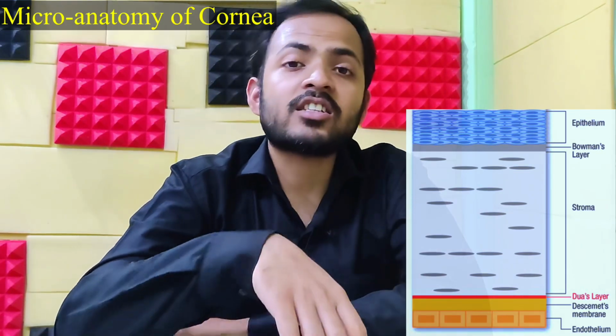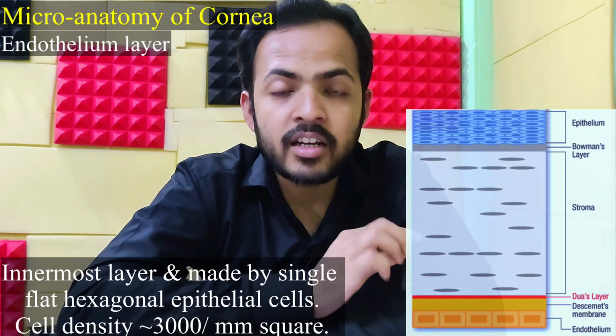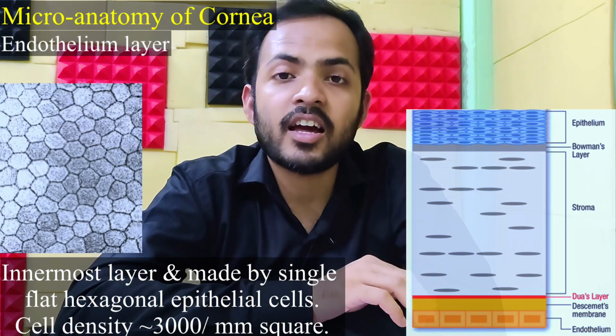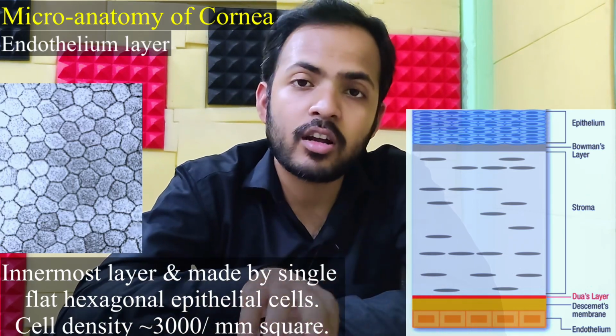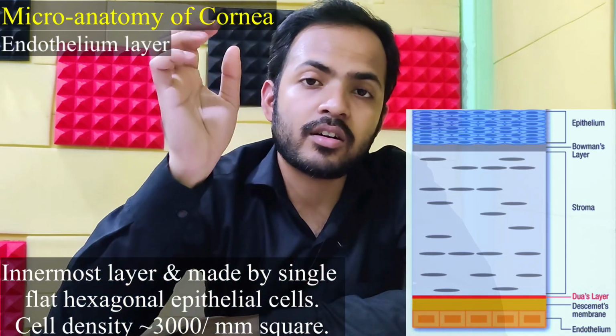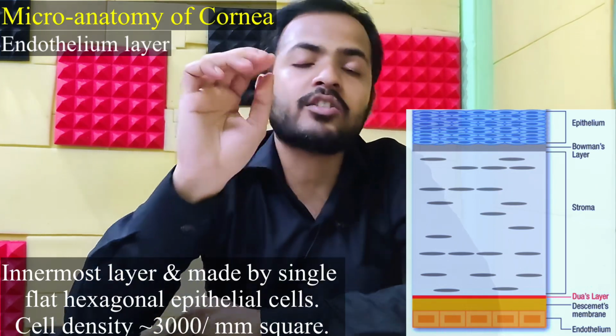Okay. And lastly, or sixth, you're going to find the endothelium. It is the innermost layer of the cornea and it is made of a single layer of flat hexagonal epithelial cells. The cell density is the highest here, almost 3000 cells per millimeter square.